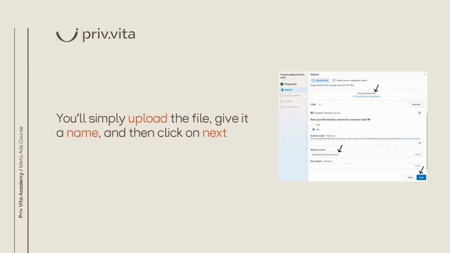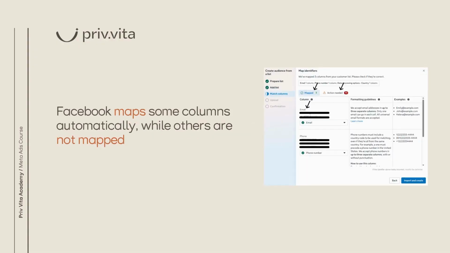After clicking on Next, you will see this screen. Here you will simply upload the file, give it a name, and click on Next. In the next section, you will see Facebook maps some columns automatically, while others are not mapped. You will need to make sure these mappings are correct. I mean, make sure the phone numbers are under phone numbers and the emails are in the email addresses. Sometimes Facebook confuses these things, that's why I'm saying. Sometimes it uses client IDs as phone numbers.